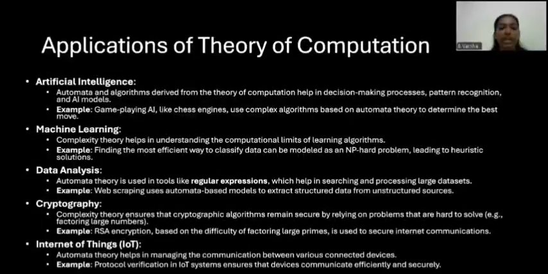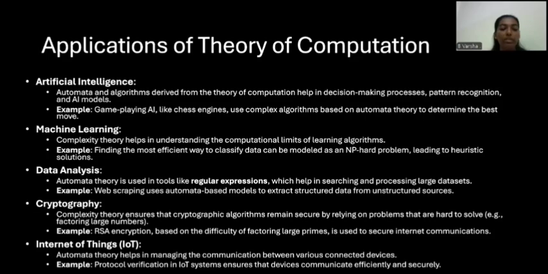Complexity theory helps in understanding the computational limits of learning algorithms. For example, finding the most efficient way to classify data can be modeled as NP-hard problems, leading to heuristic solutions. Data analysis. Automata theory is used in tools like regular expressions, which help in searching and processing large data sets. For example, web scraping using automata-based models to extract structured data from unstructured sources.